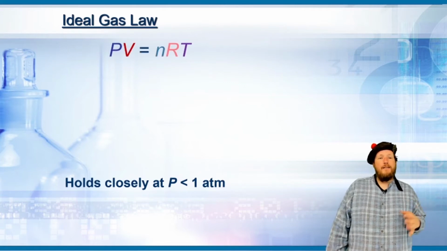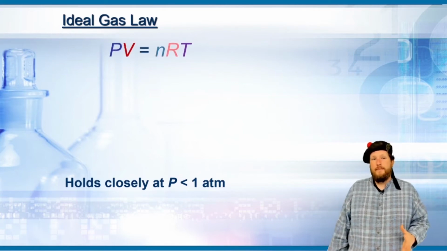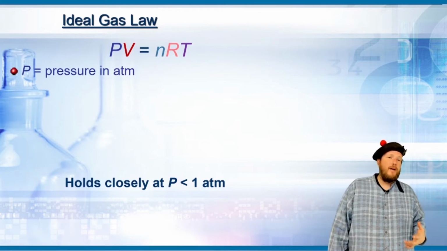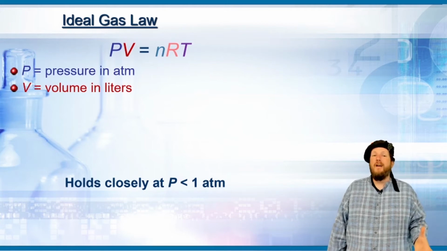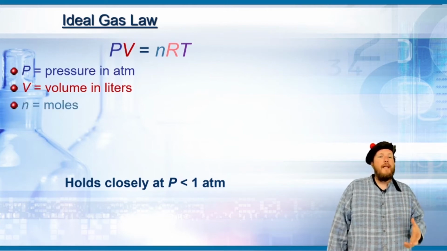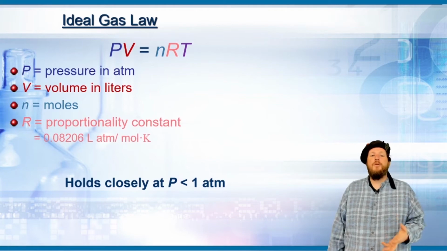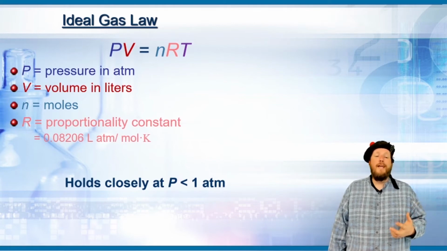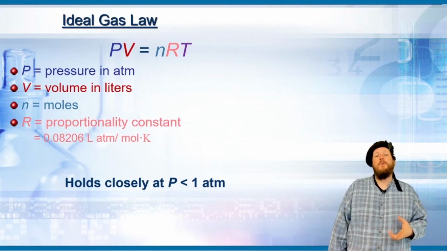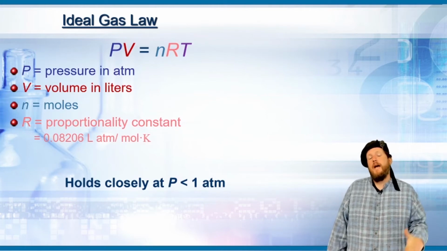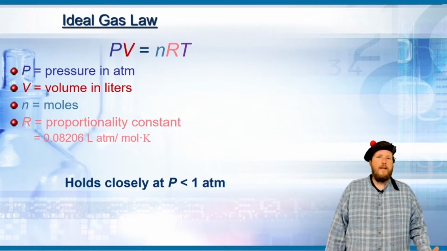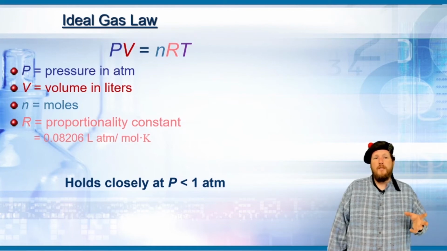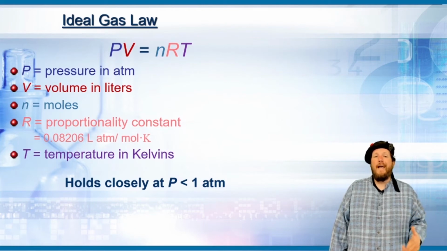So the ideal gas law: PV equals nRT. Pressure is in atmospheres, and volume is in liters. Pressure can actually be in other units, but it changes the value of R. N is the number of moles, and R is the proportionality constant, which is 0.08206 liter atmospheres per mole Kelvin. This is if the pressure is in atmospheres. If you put the pressure in other units, it changes the value of R. But for the most part, we're going to be using 0.08206. The temperature is in Kelvin.